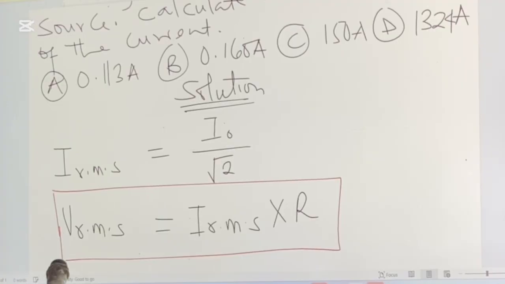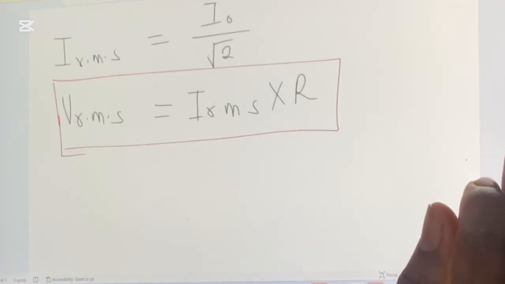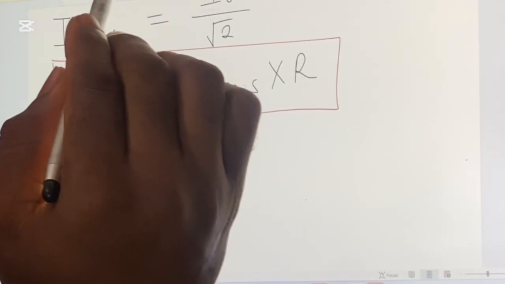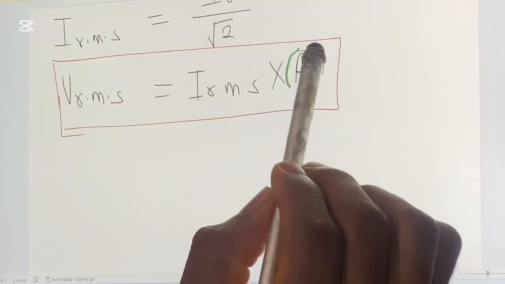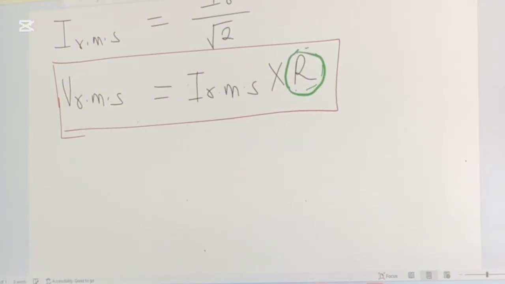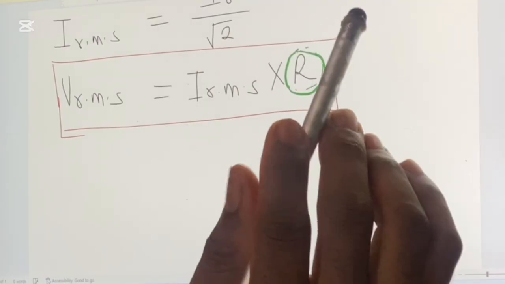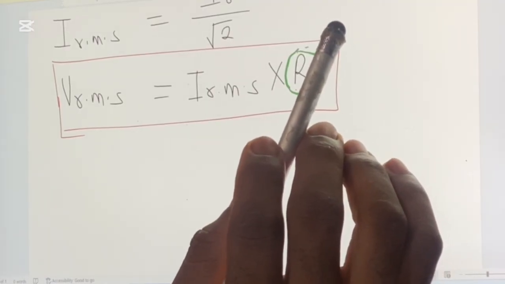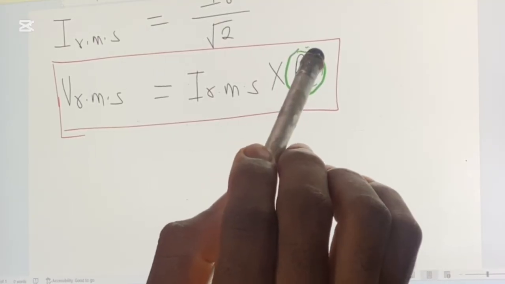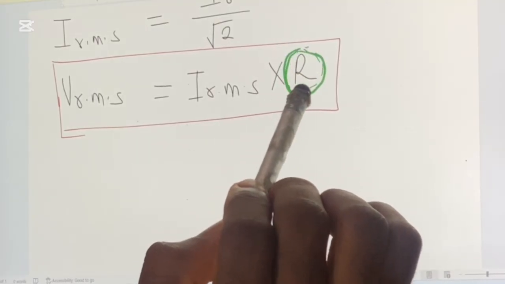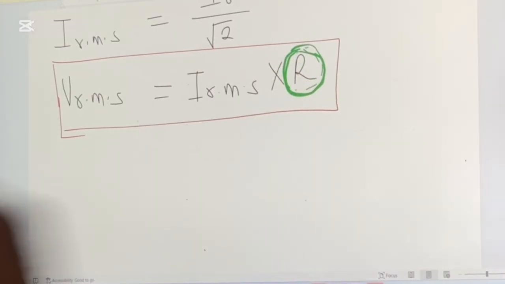Please remember, the position of this resistance changes depending on what is given to you in the AC circuit. If only resistance is given to you in the AC circuit, it's going to be resistance. But if capacitance or inductance is given to you in the AC circuit, what you replace as your resistance will be the total resistance, and the total resistance is called impedance.